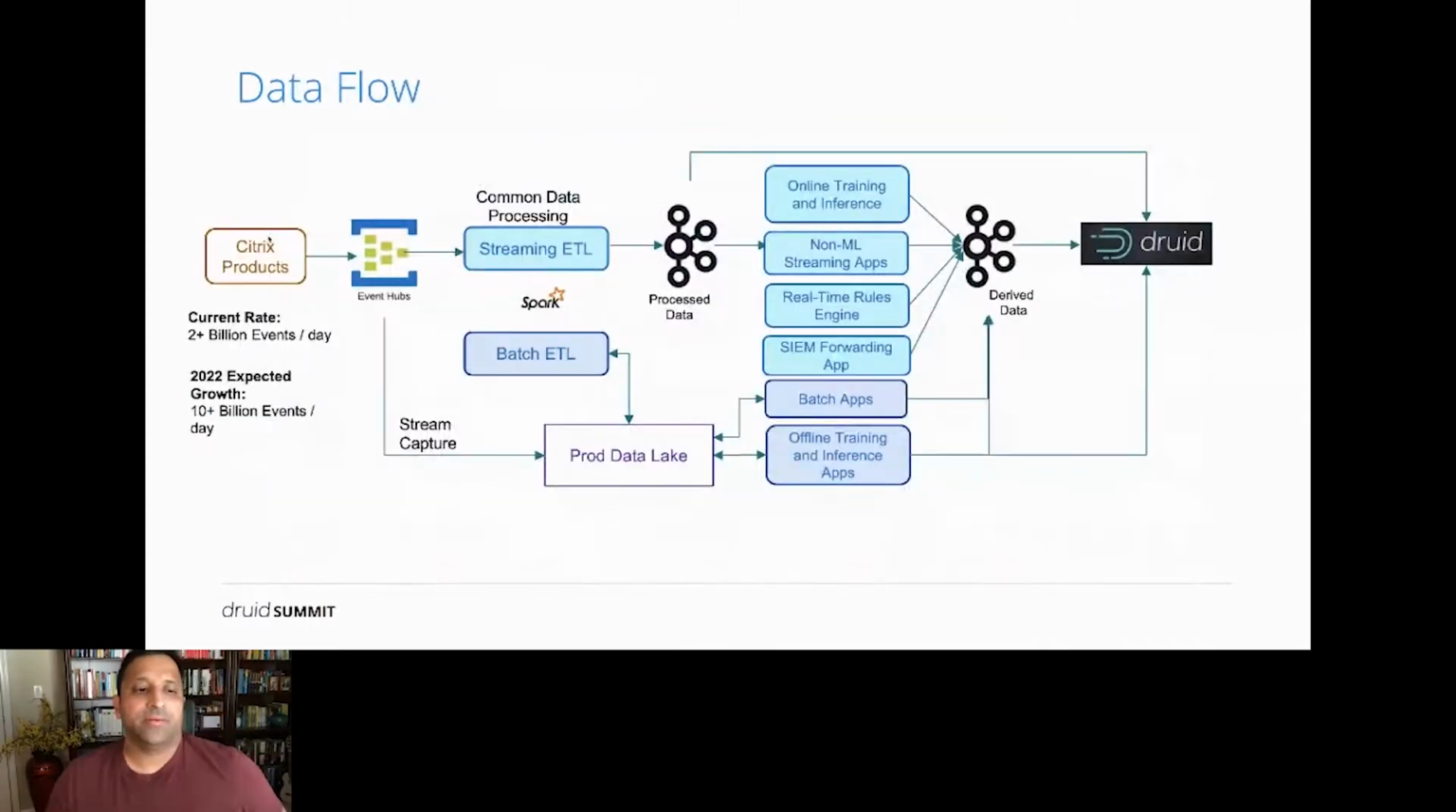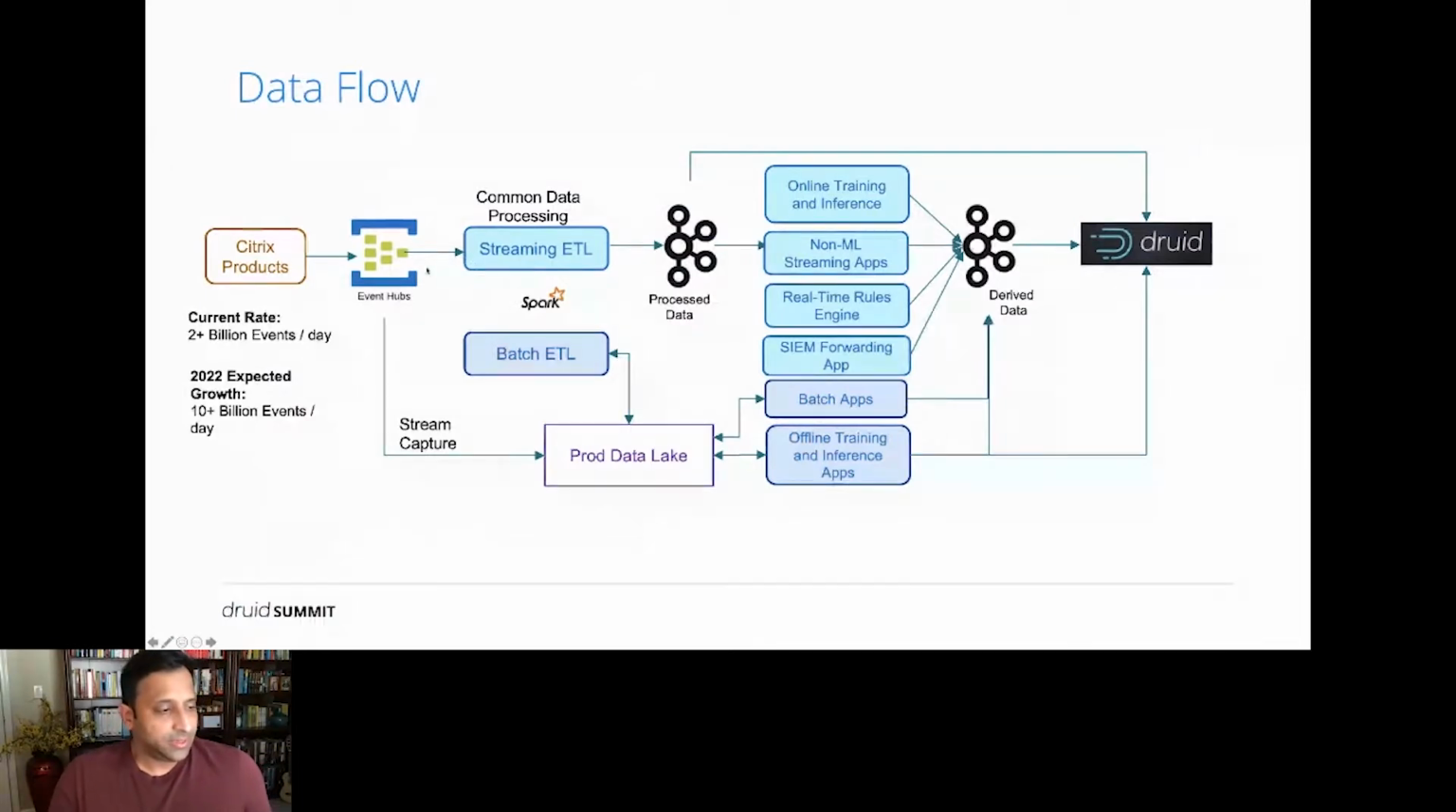Let's take a deeper look. Let's follow the data as it flows through the analytics platform. Citrix products send the data to our event hubs. From there, the data can take two paths. One is the streaming path, the other one is the batch path. For now, let's consider the streaming path, right?